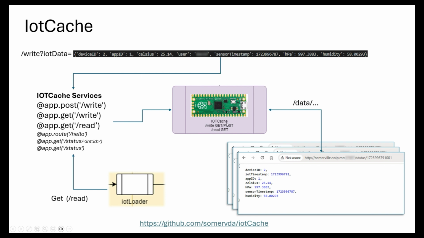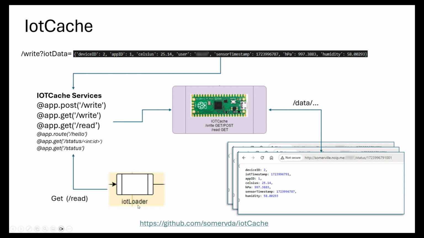So that goes to the IoT cache, and what it does when it receives it, it just writes it out to a file in the /data folder on the IoT cache, and that's kind of the store part of the store and forward mechanism as it builds up these files.